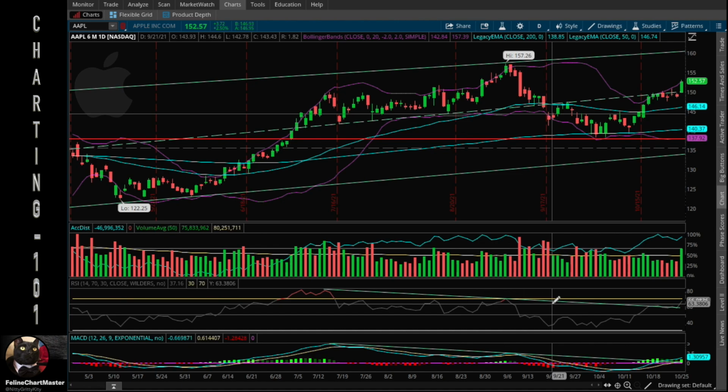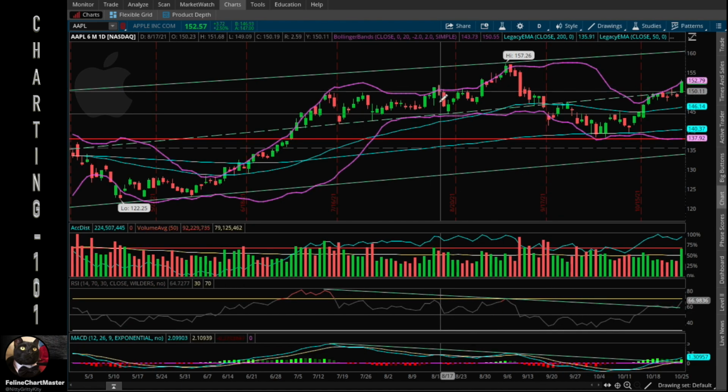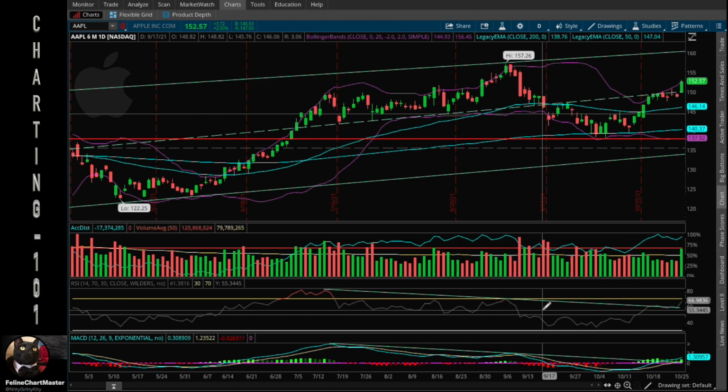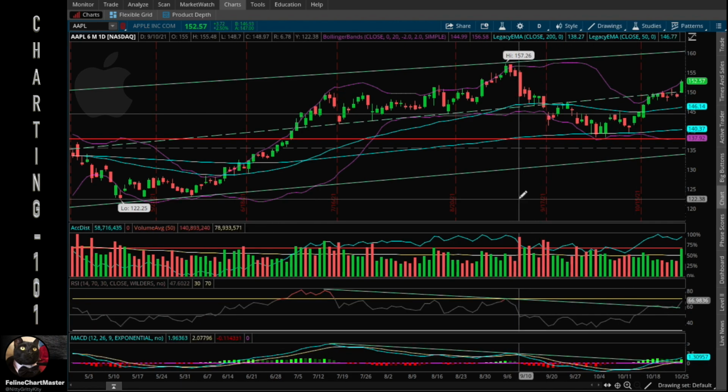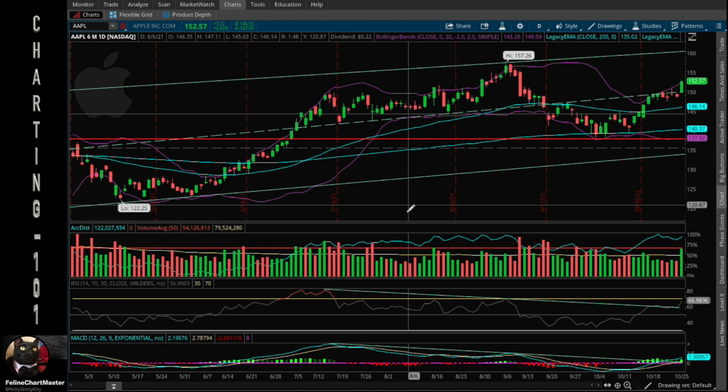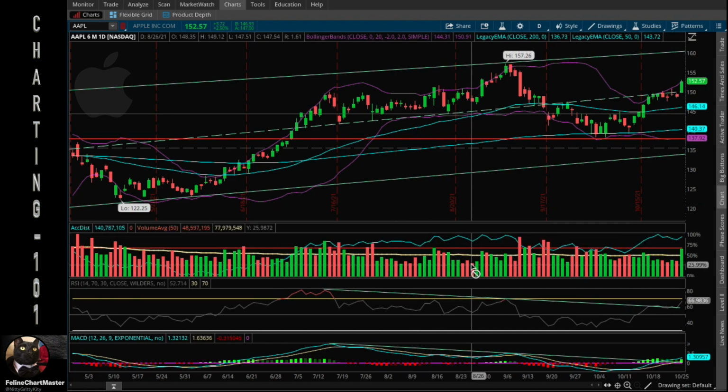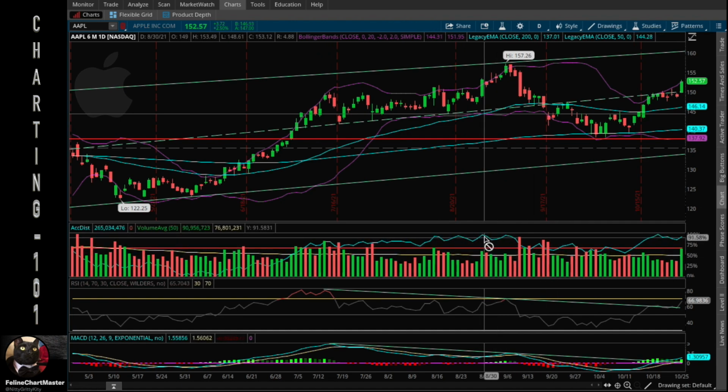Now there's also something called divergences, which I'm not going to get into in this video. We'll save that for the indicator videos. It's one of my favorite things to look for, not just on RSI, MACD, but other indicators as well. We will go into that more in detail. There's also a great indicator called the accumulation distribution indicator, which is this white line right here. I have it overlaid on the volume. We'll have it on a separate little channel when I do the indicator videos just for that.